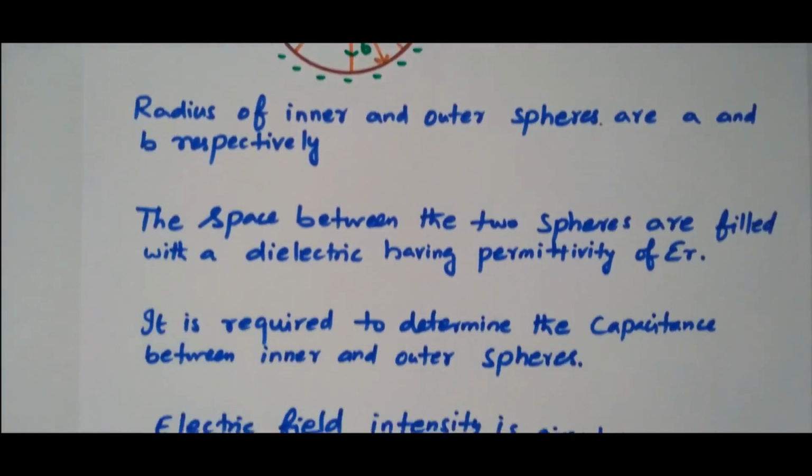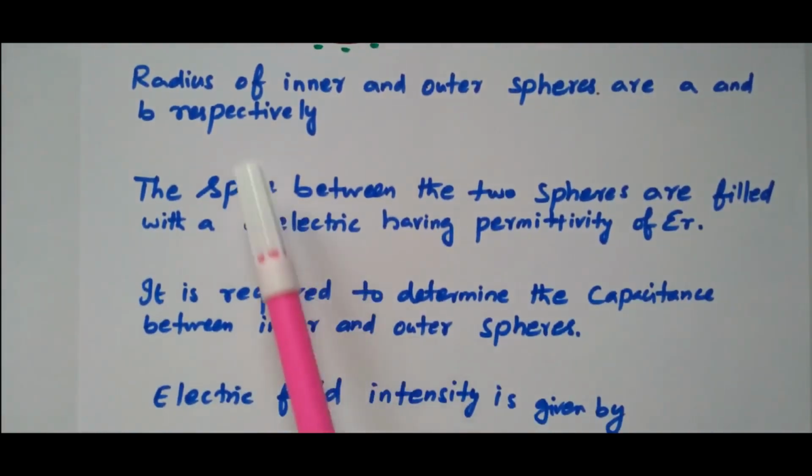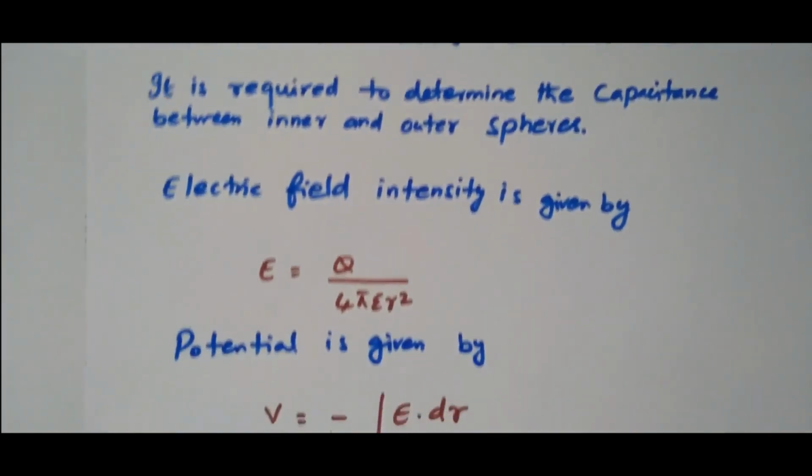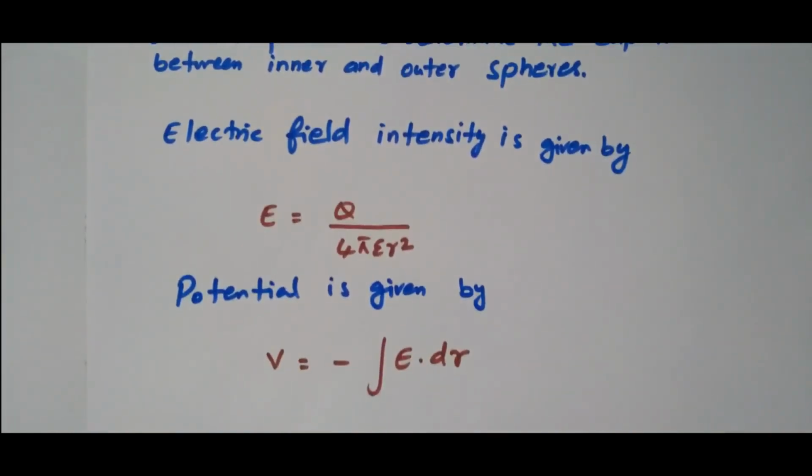So the description is given. The radii of the inner and outer spheres are a and b respectively. The space between the two spheres is filled with a dielectric with permittivity epsilon r. Our aim is to find the capacitance between the inner and outer sphere. We start with the electric field intensity, then go to potential, then find the capacitance.